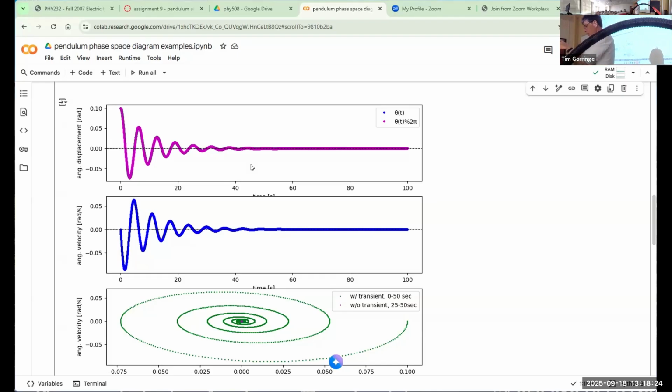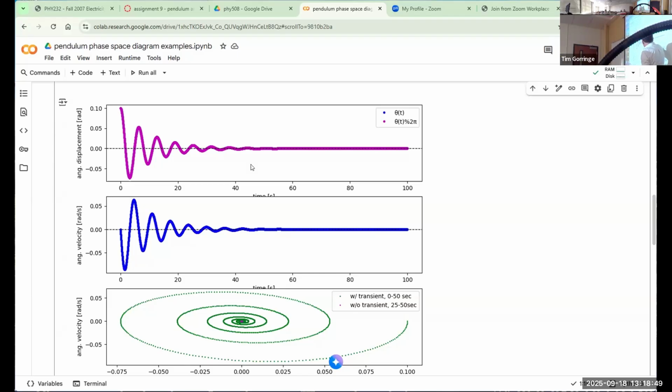We're making two plots, so two sets of points. One was the thetas and omegas for all times. That was plotted in green. And then one was the thetas and omegas after starting at 50 seconds out to 100 seconds. That was the magenta. And they're all located at this point.